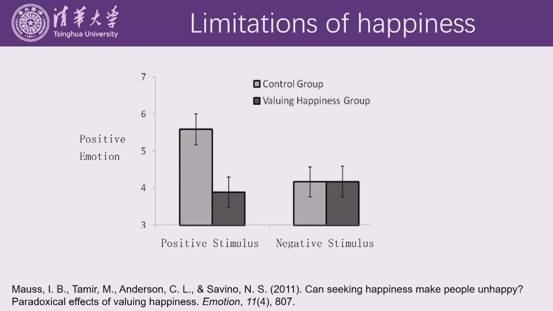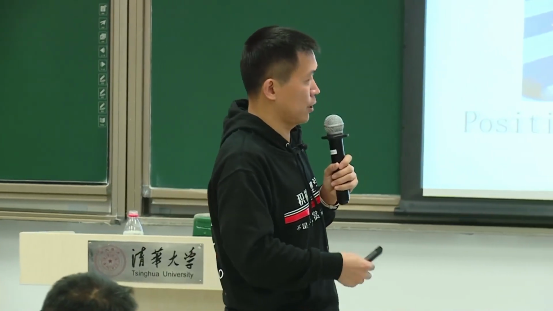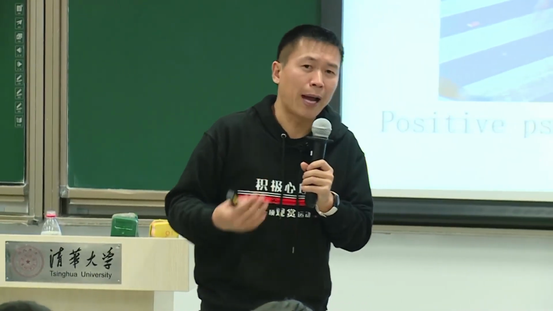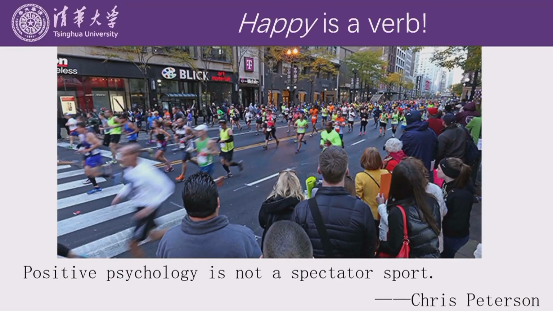So this is why we shouldn't take happiness itself as a goal. As we said, happy is a verb. It's when you're doing something that can bring you happiness. It's not a goal that you can pursue, something you can have. It's a state. It's not an end goal.